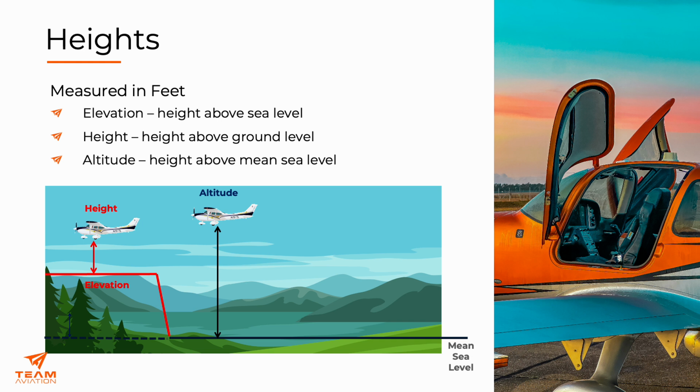Let's break it down with an example. Imagine an aircraft flying at 3,000 feet altitude above mean sea level. If the terrain below the aircraft is at 1,500 feet elevation, the aircraft's height above the ground is 1,500 feet. But if the aircraft flies over a mountain that rises to 2,500 feet elevation, then it is only 500 feet above the ground at that moment.